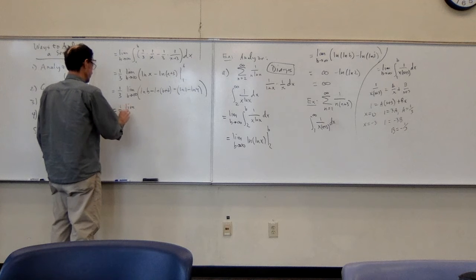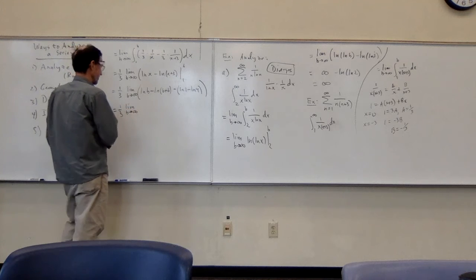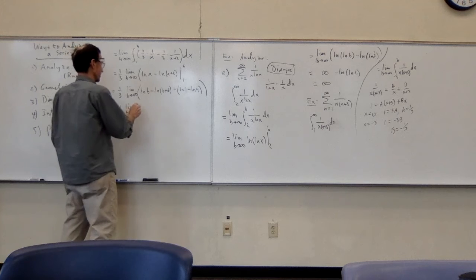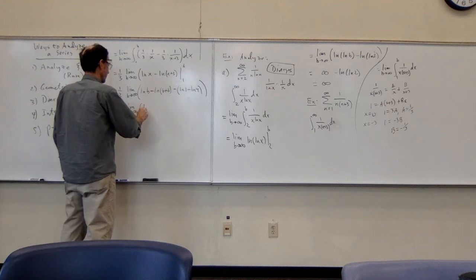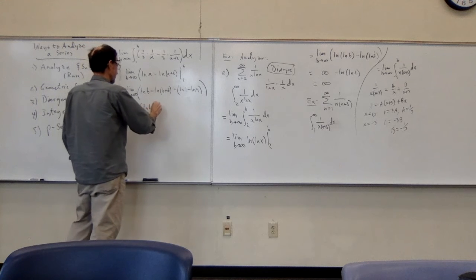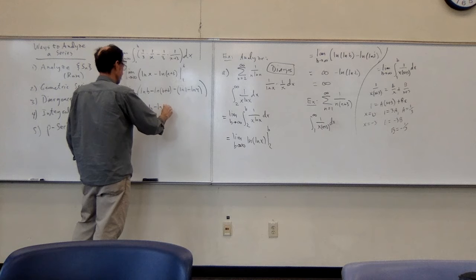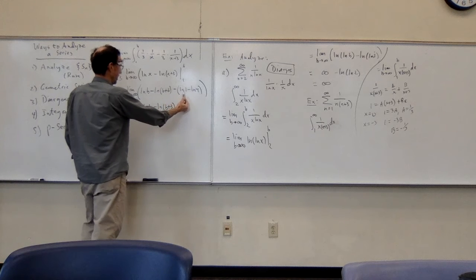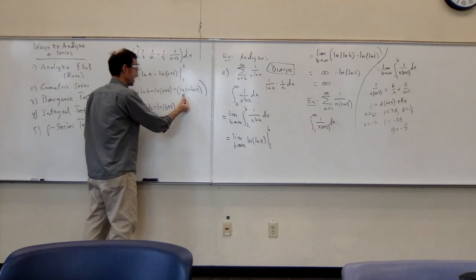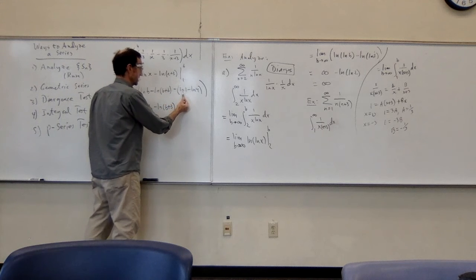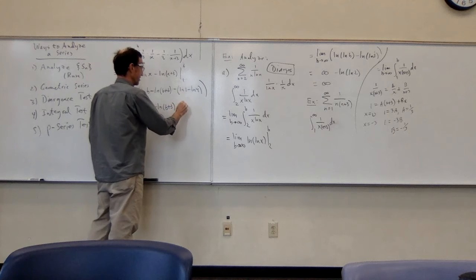All right, 1/3, limit as b goes to infinity. Yes, let's deal with the constants. Ln 1 is 0, so I get plus ln 4 out here.